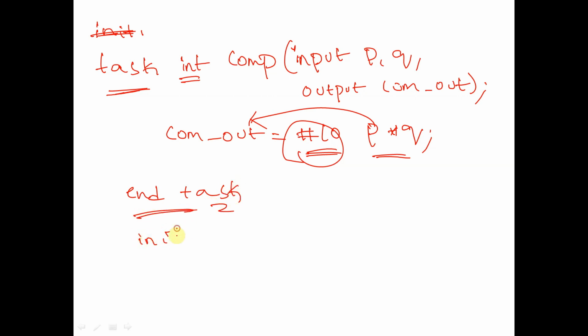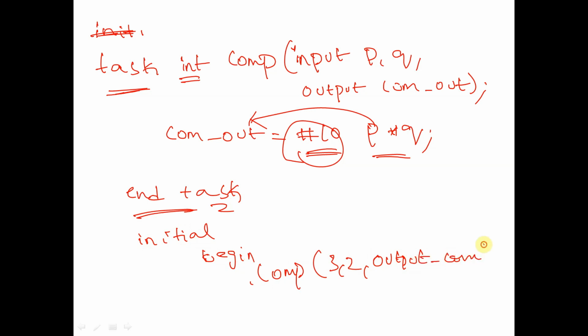Within an initial begin block, I can call the task com, pass the values like 3, 2, and get the value as output underscore com. I can declare some register and use it here, and enable this. Like this, I can use a task inside my module.